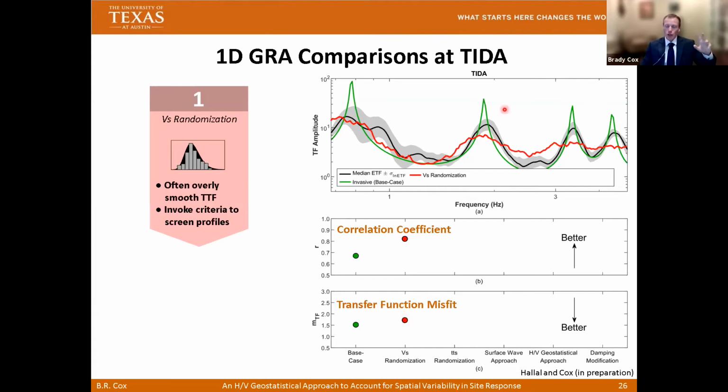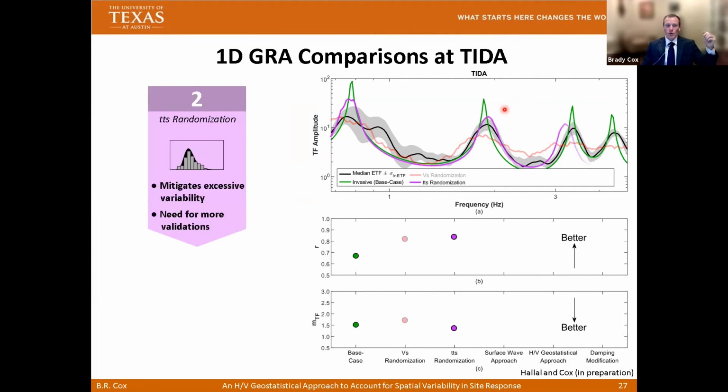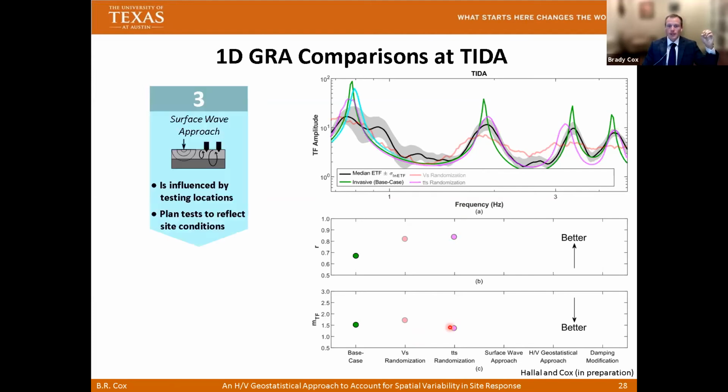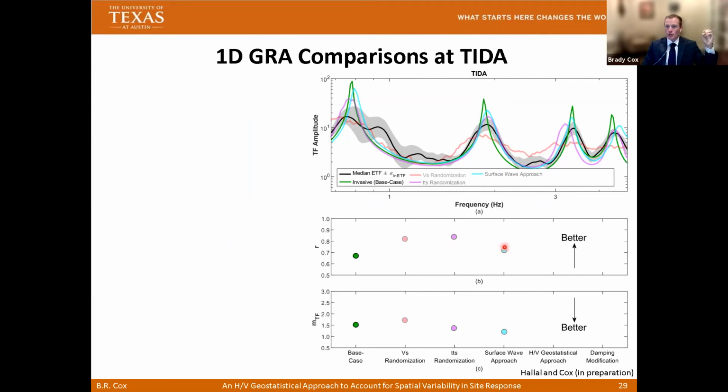So depending on the metric you use, you could say that we either improved the site response or we made the site response worse. When we use Passeri and Foti's travel time randomization, we increased the correlation coefficient and made it better. And we also reduced the transfer function misfit and made it better. So in this case, the travel time randomization by Passeri and Foti worked quite well. When we use the surface wave approach, we increase the R value, which is better, but we decrease the transfer function misfit quite substantially. And so there are somewhat mixed results, saying that it could be better than the travel time randomization, but it could also perform not quite as well, depending on the metric you use to judge success.